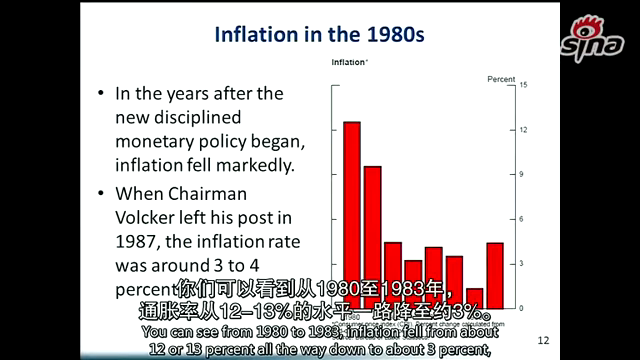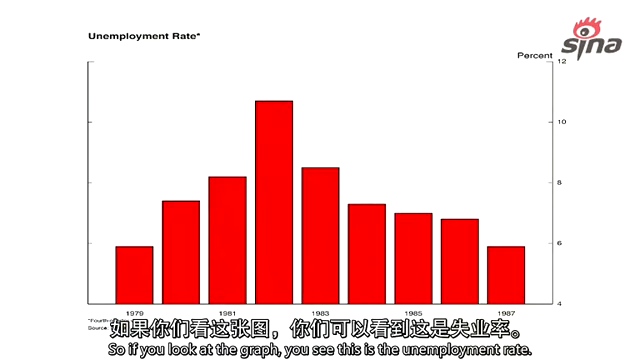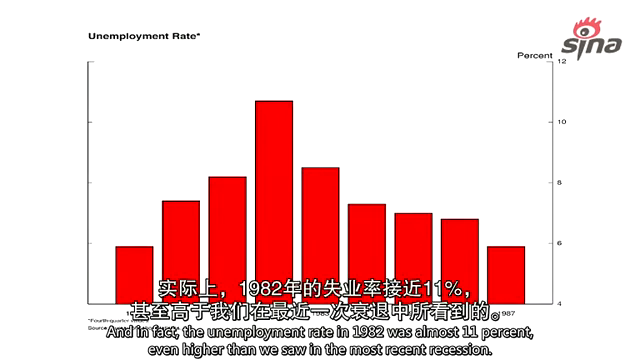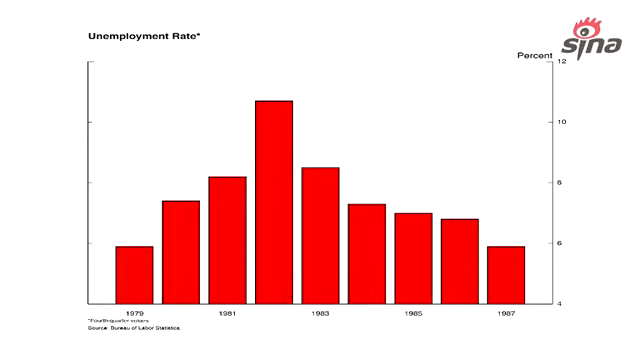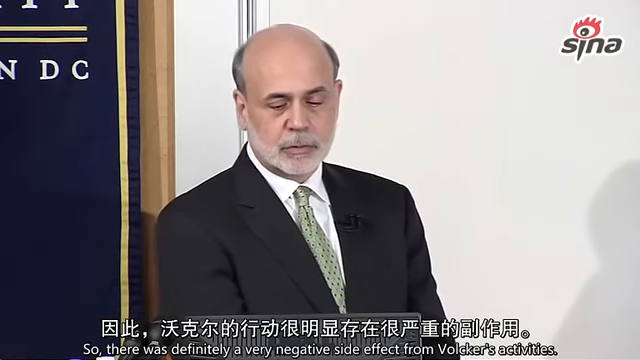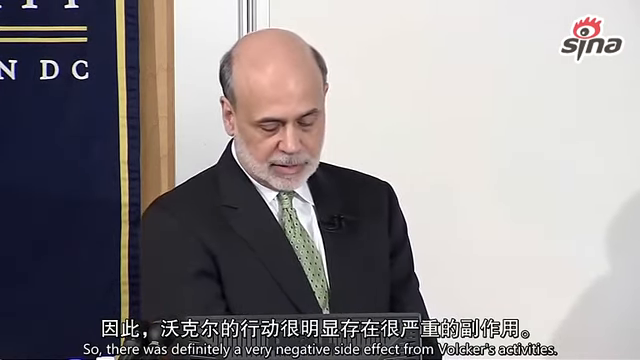So if you look at the graph, you see this is the unemployment rate. The high interest rates, which were necessary to bring down inflation, also caused a very sharp recession. And in fact, the unemployment rate in 1982 was almost 11%, even higher than we saw in the most recent recession. So there was definitely a very negative side effect from Volcker's activities.